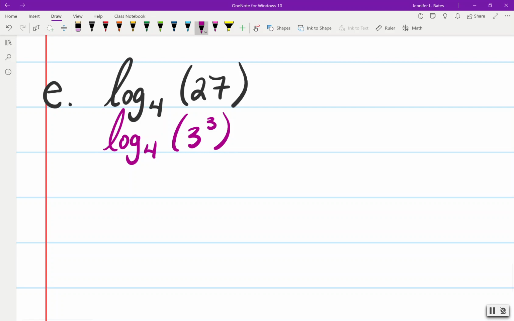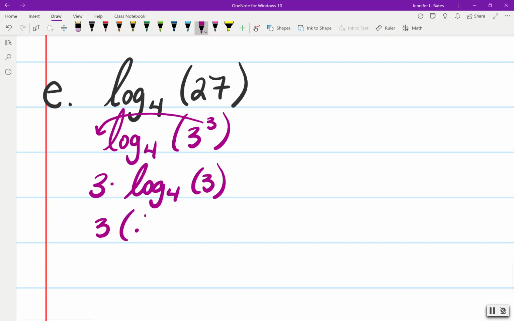Is this fully expanded? No. What do I need to do with that 3rd power? Good. I need to bring it down out front. So this is really 3 times log base 4 of 3. I know what log base 4 of 3 is because the original problem told me it's just 0.7925. And so I can estimate that log base 4 of 27 is 2.3775.